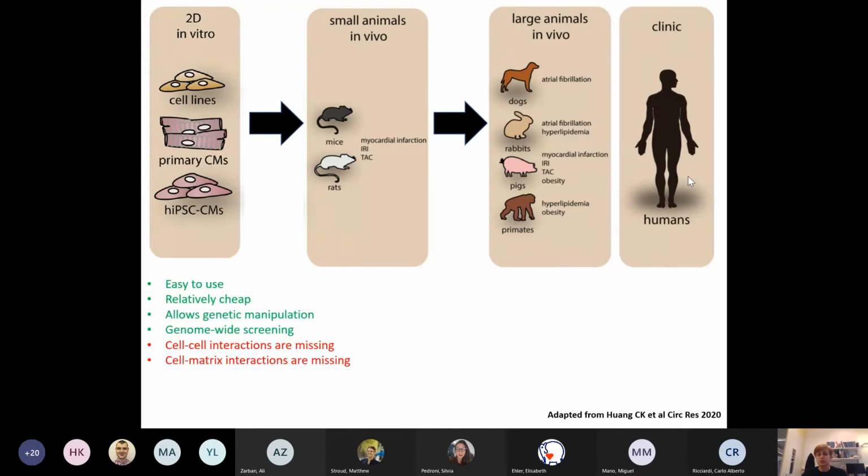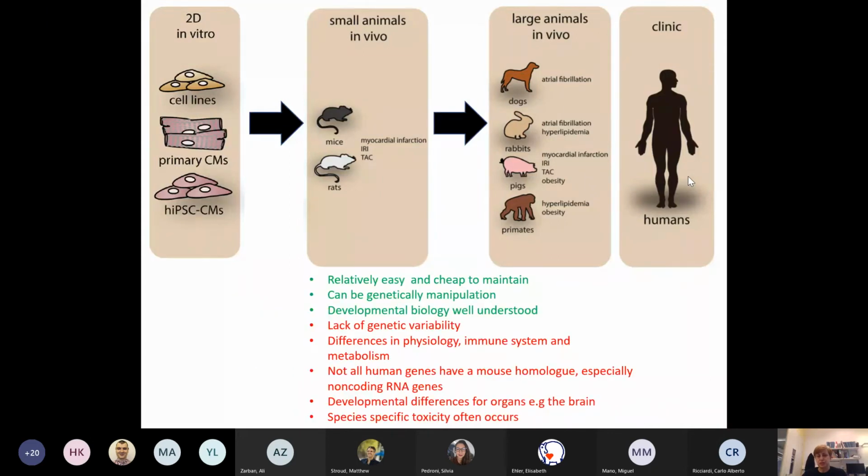So what is going wrong? Well, first of all, when we use 2D in vitro cell cultures, it's a really easy system to use. It's relatively cheap. It allows us to do genetic manipulations and genome-wide screening. But at the same time, it's a totally artificial system. So it's missing the cell-to-cell interactions and the cell-to-matrix interactions. And for all these reasons, it may not be very relevant to human biology.